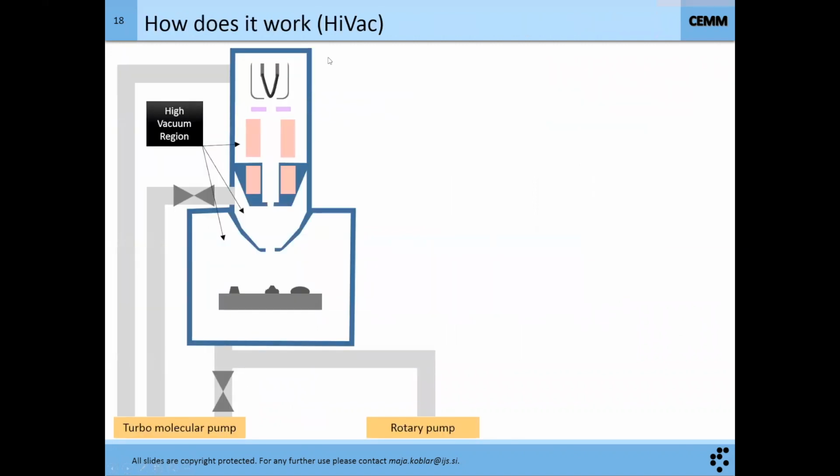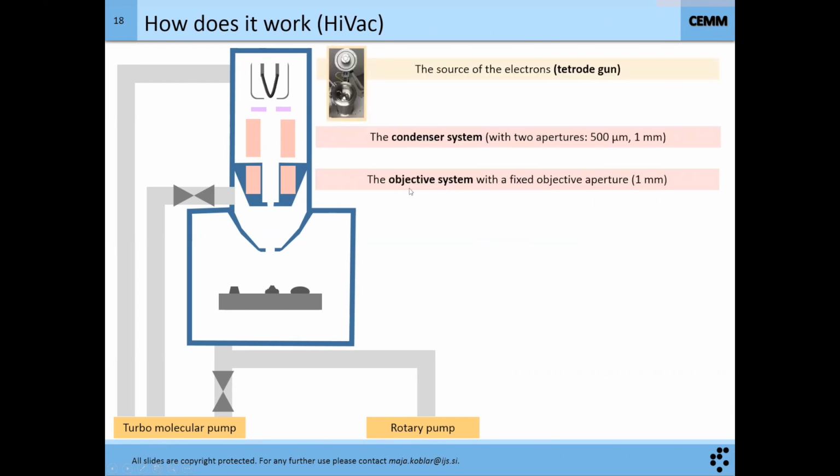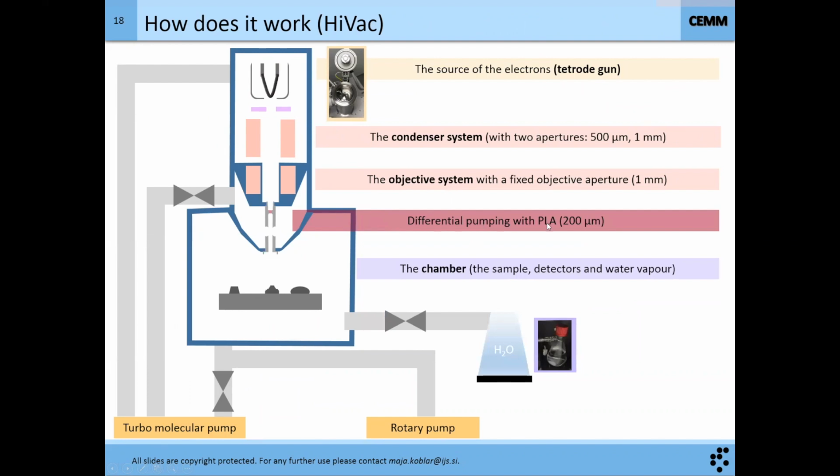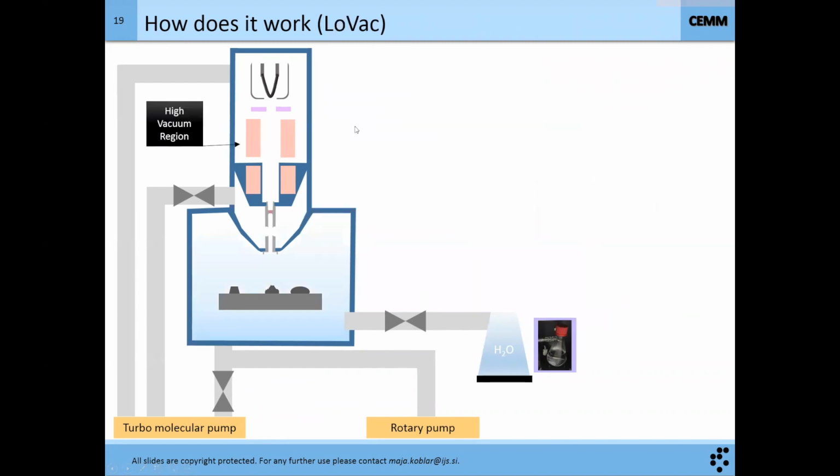So how does it work? The high vacuum has everything under high vacuum. It has a rotary pump and a turbomolecular pump, and here are the samples. Again, the source, the condenser, objective, the differential pumping, and the chamber. Here you have the water where the valve is closed. When you operate in the low vac, you actually heat the water and you have water vapor coming inside the chamber.